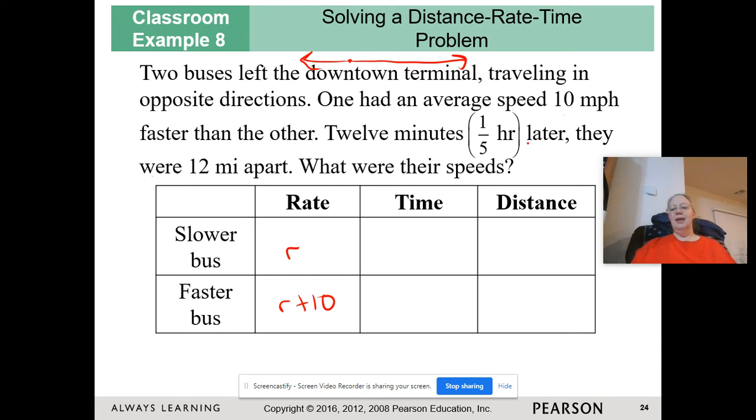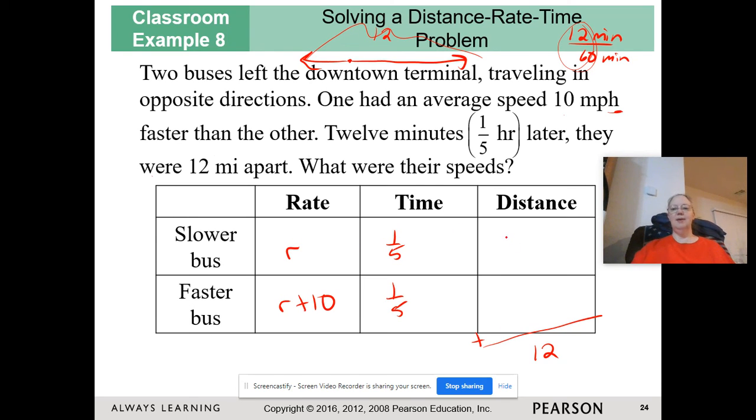Twelve minutes later, we're talking miles per hour here, so we have to deal in hours. So if we've got 12 minutes and we know that there's 60 minutes in an hour, that would give me 1/5 of an hour. So 1/5 and 1/5. And we're going to be a total of 12 miles apart. So again, we are going to add the two distances together and get a total of 12.